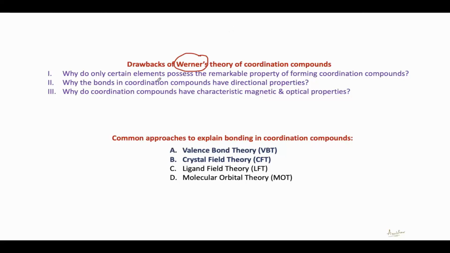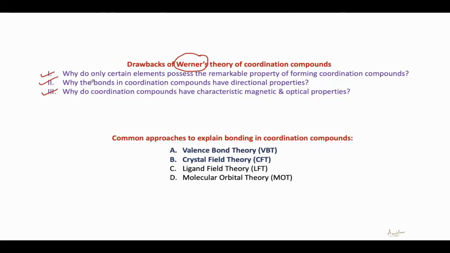But there were some drawbacks found in the theory, and this theory could not answer three questions mainly. Questions were arising regarding the bonding in coordination compounds, and Werner's theory was successful in answering most of them, but there were some questions which were unanswered by Werner's theory. So these are the questions.